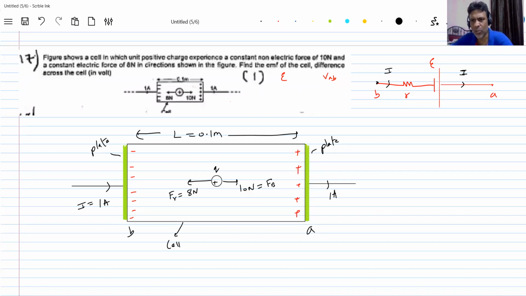First, let's do one thing. What is VA? You can write it. Current enters at the positive terminal. Stick to the basics. I'll write KVL: VA minus E plus IR minus VB equals 0. VAB equals E minus I into R. What is that I into R? IR is again a drop.